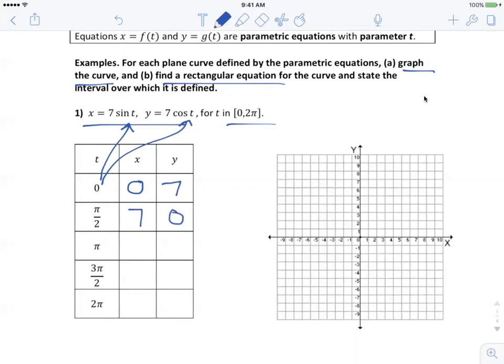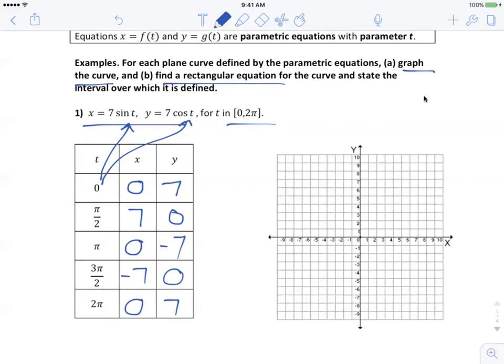Plug in pi, you'll get 0 here. But the cosine of pi is -1, so you get -7. 3 pi over 2, the sine of 3 pi over 2 is -1. Cosine is 0. And then finally, 2 pi is the same as 0, because it's the same location on the unit circle. If I plot those points, I can see what the graph looks like.